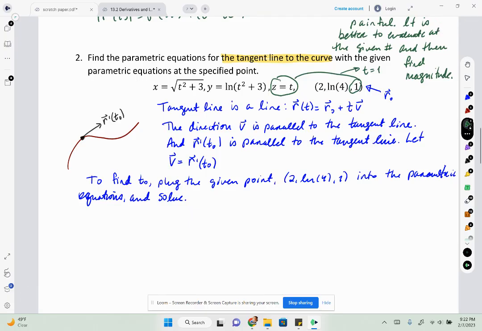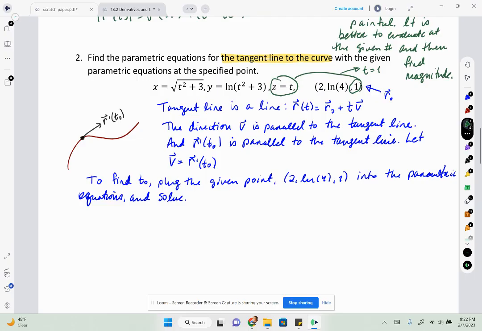In the others, if x is equal to 2, and I square both sides, then I've got 4 is equal to t squared plus 3. I'm going to move the 3 over. T squared is equal to 1. T is equal to plus or minus 1. I'm going to go with 1, just positive, because z was equal to 1.